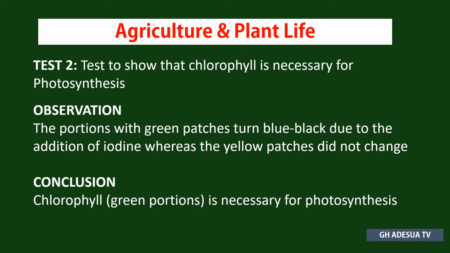So observations: the portions with green patches turn blue-black due to the addition of iodine, whereas the yellow patches did not change, and that is obvious because the yellow patches don't have chlorophyll, so photosynthesis doesn't take place there. So the conclusion is that chlorophyll, that's the green portions, is necessary for photosynthesis.